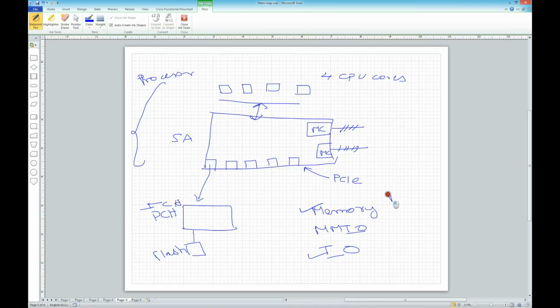So if you are doing a move instruction, then it will indicate to the system agent that it is a memory transaction, or a transaction targeting the memory address space, I should say. And if you are executing an in or an out instruction, like in AX, DL, whatever, then that transaction is an I/O bound transaction. The CPU core will send an indication to the system agent saying this transaction is targeting the I/O address space.